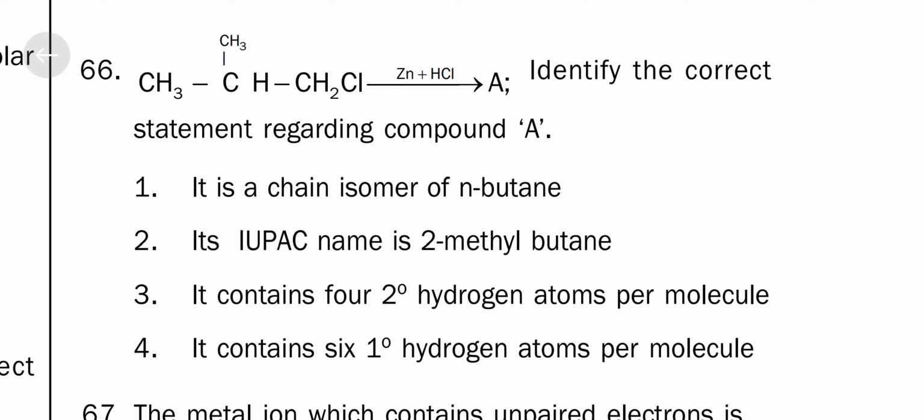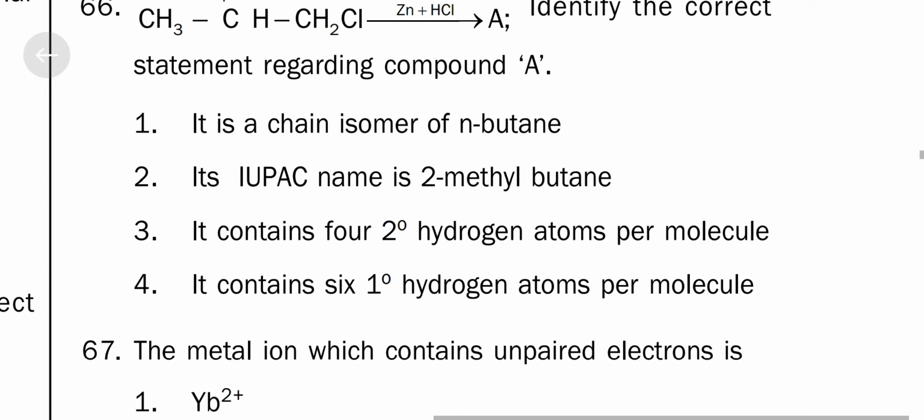CH3, CH3, CH2Cl on reduction forms 2-methyl propane. 2-methyl propane is a chain isomer of n-butane. So the first option is the right option.